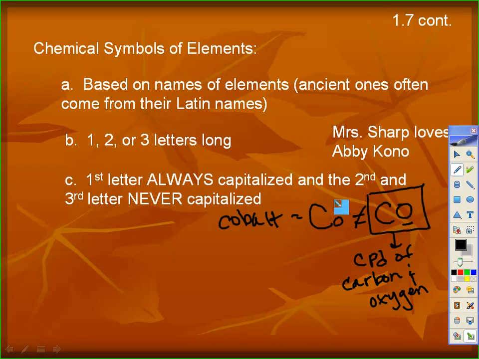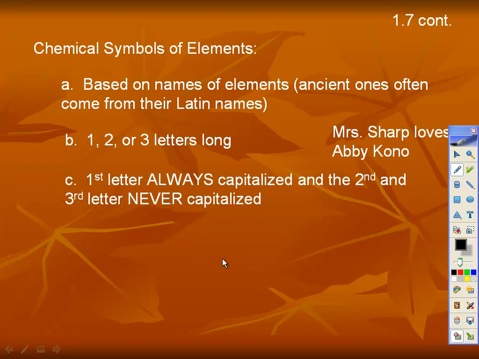Cobalt is a metal, it's shiny, it can conduct electricity. Carbon monoxide is toxic to humans. It's a gas at room temperature. It's odorless. It's certainly not shiny or metallic. So completely different things. So that's important to remember.